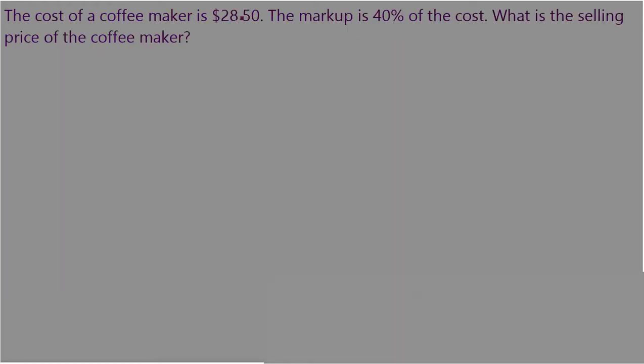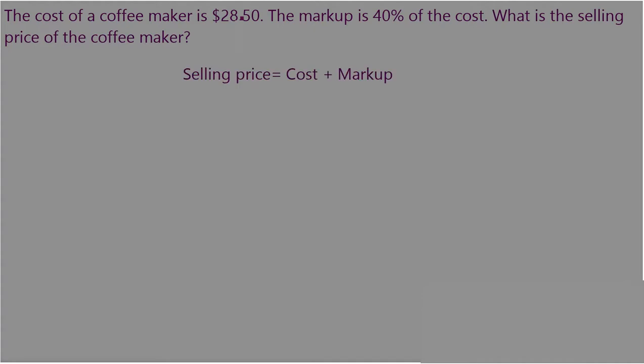Since we are now finished going through the introduction, we can now together solve some questions without the use of a calculator. The first question stated that the cost of a coffee maker is $28.50, and the markup is 40% of the cost. And lastly, we need to find the selling price of the coffee maker. To determine the selling price, we add the cost plus the markup.